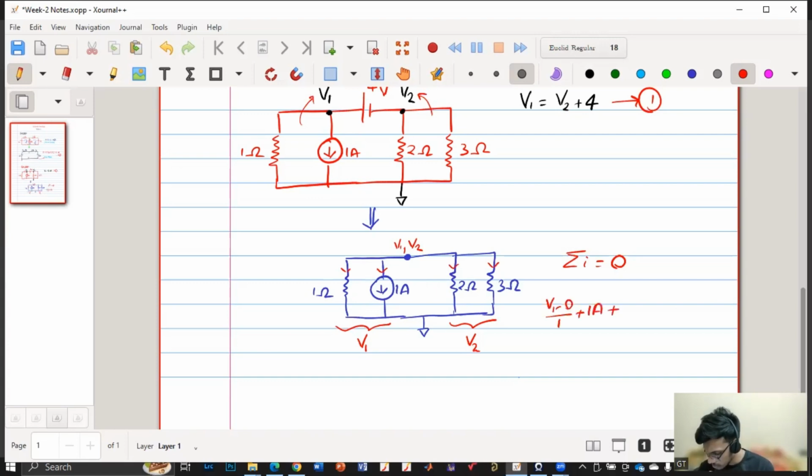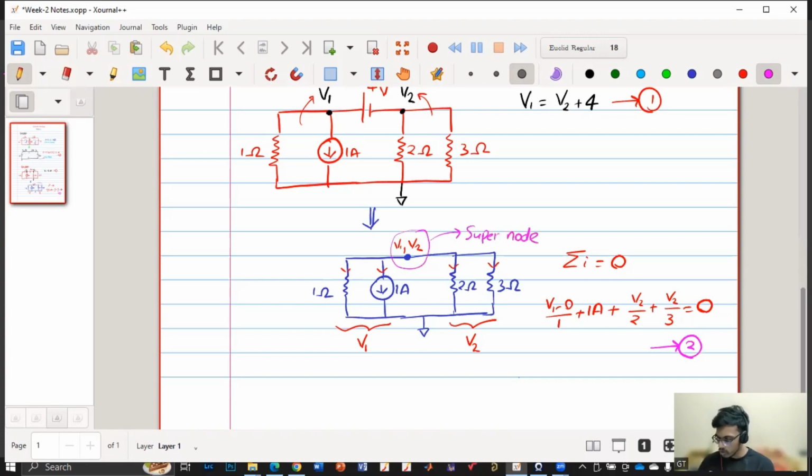These are this current and this current. And in 2 ohm and 3 ohm, we'll get V2 by 2 plus V2 by 3 is equals to 0. So now we got another equation 2. And this node is called supernode, which we got by removing the voltage source.